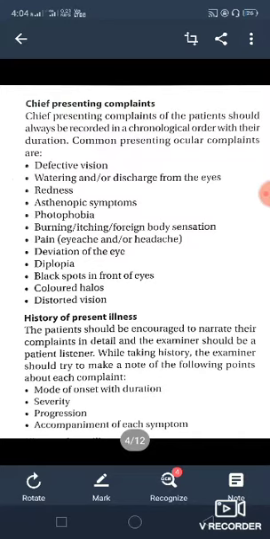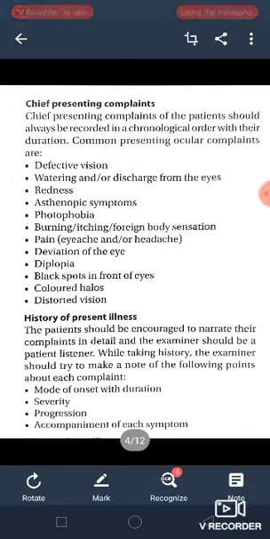Chief presenting complaints of the patients should always be recorded in a chronological order with their duration. Common presenting ocular complaints are defective vision, watering and/or discharge from the eyes, redness, asthenopic symptoms, photophobia, burning, itching, foreign body sensation, pain like eye ache or headache, deviation of the eye, diplopia, black spots in front of eyes, colored halos, distorted vision.